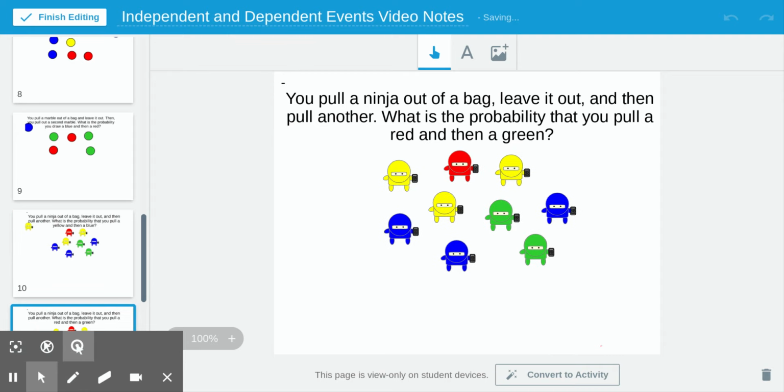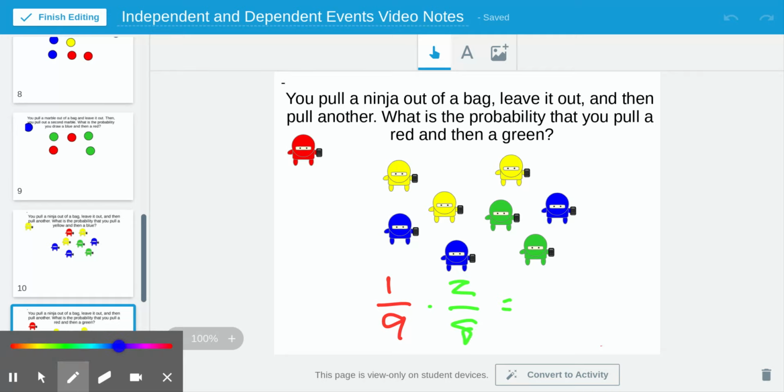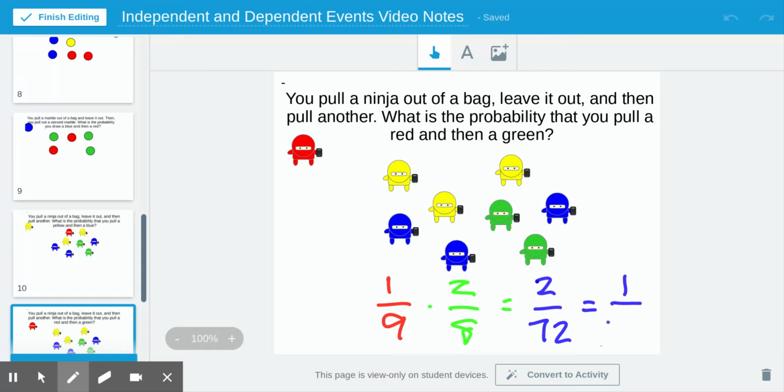For this one, I'd like you to try it first, and then we'll check and see how your answer compares. Okay, so we're going to do the probability of getting a red. That would be 1 out of 9. Take the red out, and then the probability of getting a green would be 2 out of 8. And then when we multiply those two things together, we would get 2 out of 72, which is the same as 1/36.